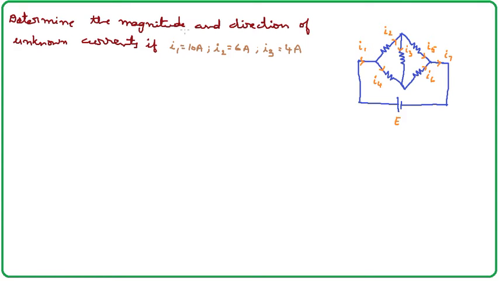Hi friends, so this is a very good problem based on just Kirchhoff's current law. So how can Kirchhoff's current law be applied on any of the networks? For example, this is one of the networks given to us.